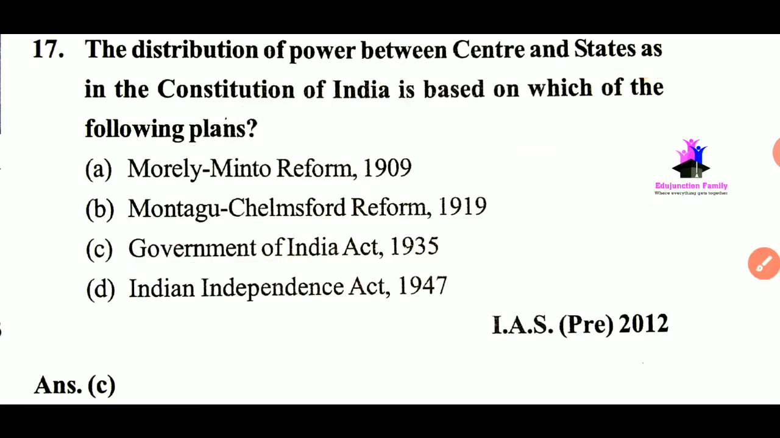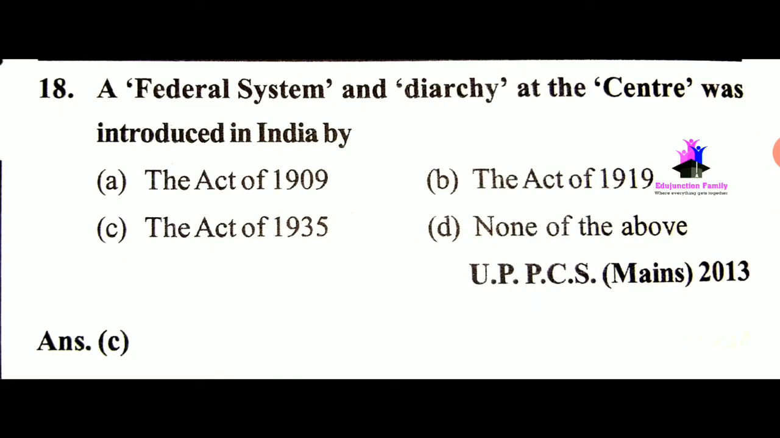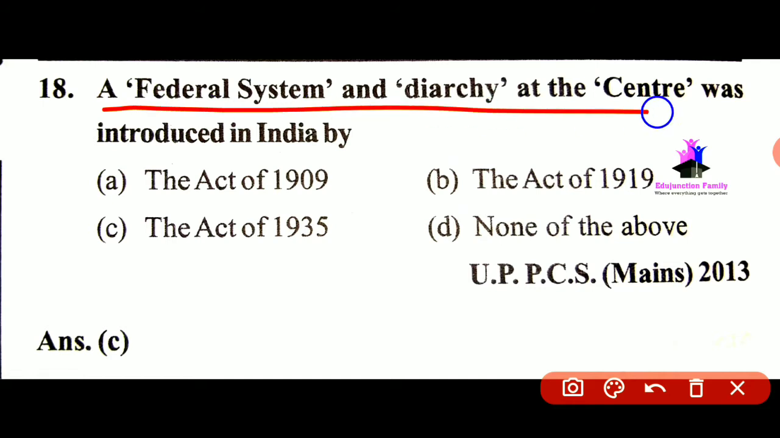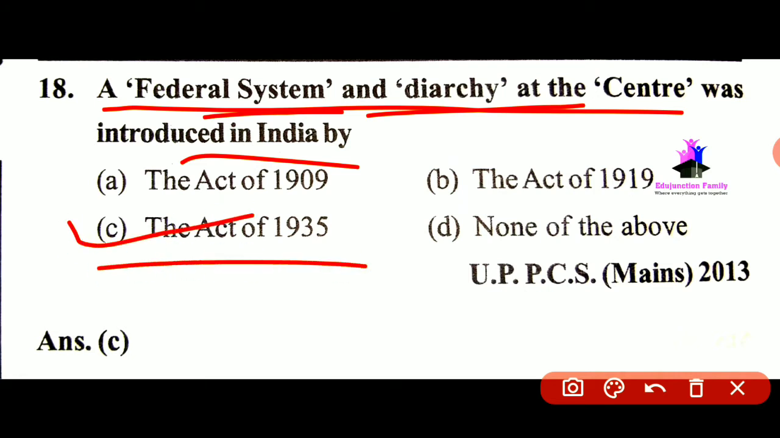Okay, now we move to the next question, the 18th question: a federal system and diarchy at the center was introduced in India by the Government of India Act 1935. There are lots of questions from this act, and the questions are repeatedly asked with this act.